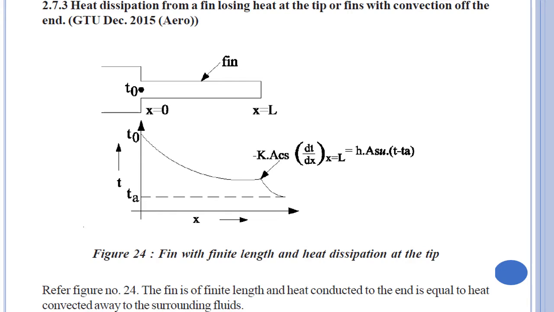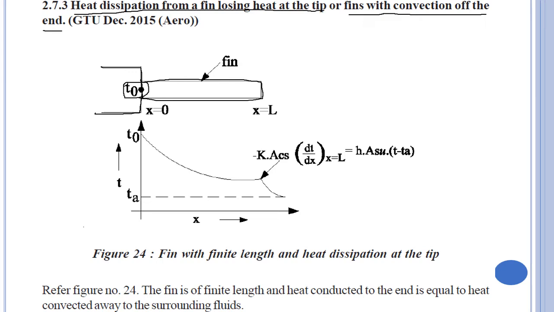So friend, let's start with the next case of the fin, that is heat dissipation from the fin losing heat at the tip, or fin with convection at the end. Now consider this case: this is the base, and the fin is attached to the base. T0 is the base temperature, the surrounding temperature is Ta, and the fin is of finite length L, you can see x equals to 0 to x equals to L.